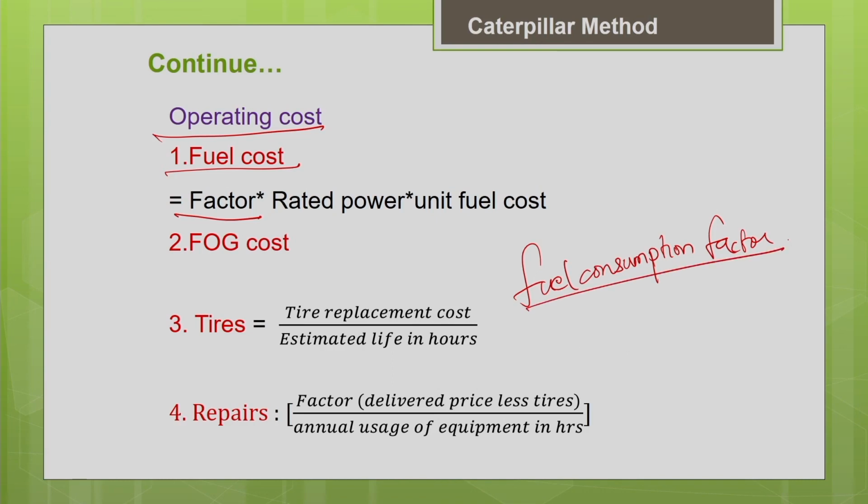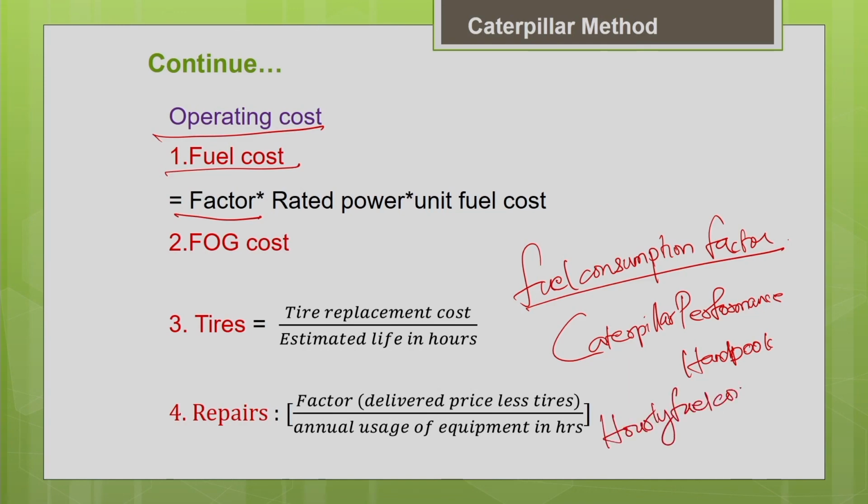So basically, as I told you, for example, if you look into the Caterpillar Performance Handbook, they have given the hourly fuel consumption for different models of machine. Directly you can get it. Hourly fuel consumption is provided for the different models of machine manufactured by them, and they have defined the load conditions. For different load conditions, they have given the values.